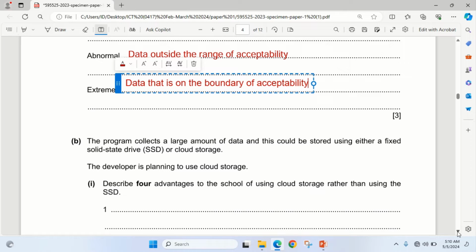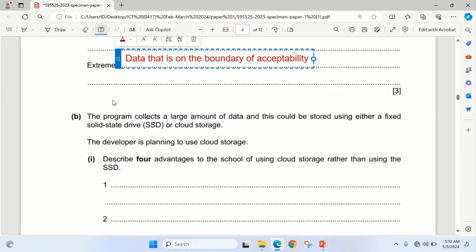Then the next question says the program collects a large amount of data, and this could be stored using either a fixed solid state drive or cloud storage. So the keyword here, you can see fixed solid state drive. That is fixed SSD, otherwise known as internal SSD. That is already internal to the computer. Or cloud storage. So the developer is planning to use cloud storage.